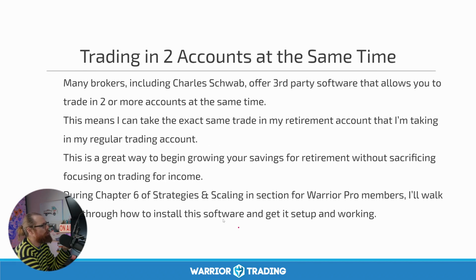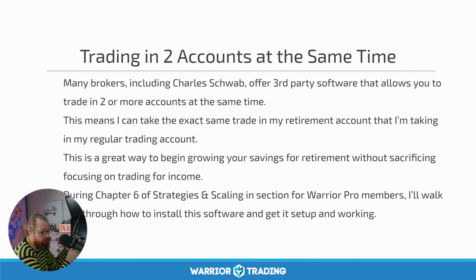One of the things that's really cool is that you can actually trade in multiple accounts at the same time with a number of brokers. Many brokers, like Charles Schwab, offer third-party software that allows you to trade in two or more accounts that all have your name on them at the same time. So you can't trade for other people, but you could trade for yourself, maybe for your spouse, something like that. So you could set up your regular account, which is your taxable account, and then you set up your Roth IRA, for instance.